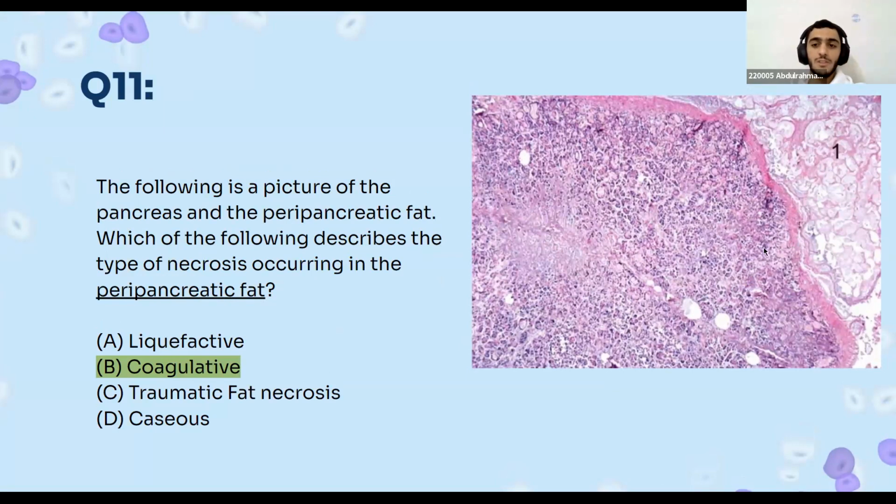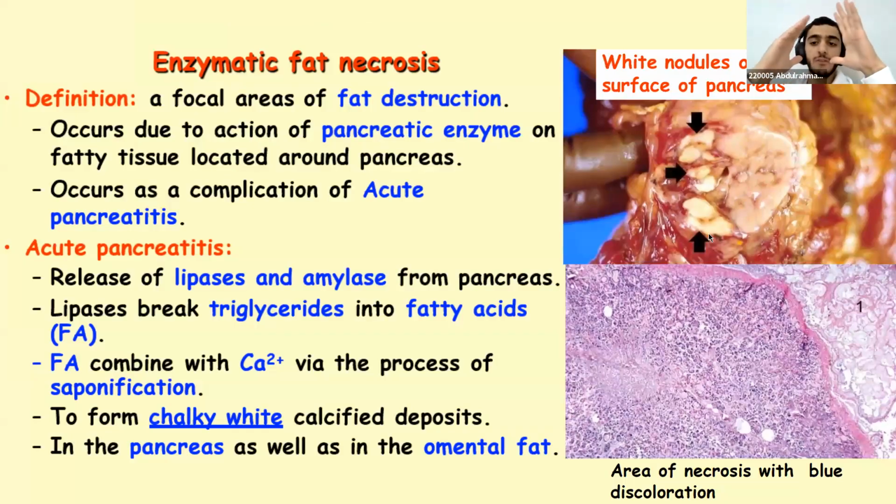Now, when I had the question in the exam, I got confused, same as you guys, and I got the question wrong. If you look at the picture here, the structure isn't really messed up as much compared to other liquefactive necrosis, so this should be an indicator. However, it didn't work for me either. But when I actually looked into the explanation, what happens is that only in the pancreas, whenever these enzymes go outside the pancreas, they start destroying the fats around it. So this will create enzymatic fat necrosis.